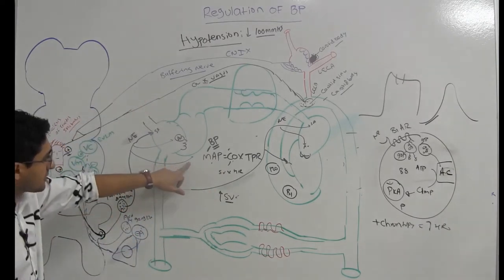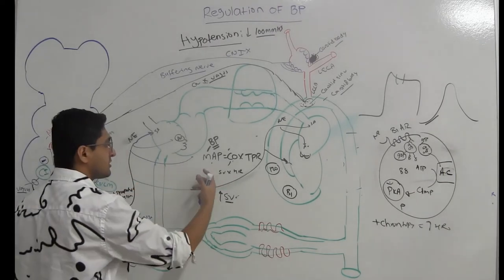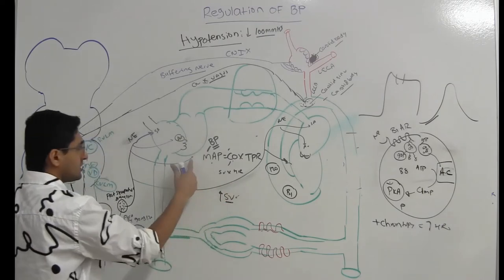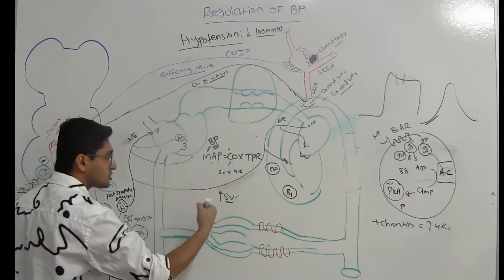Same thing, it also goes to the ventricular myocardium on both sides. Then what's it going to do? If you're talking about positive inotropy, you increase your contractility, you increase your stroke volume. When you increase your stroke volume, you increase your cardiac output.